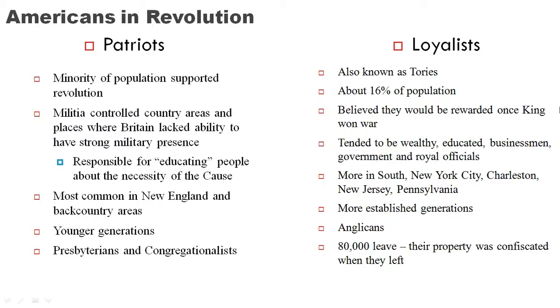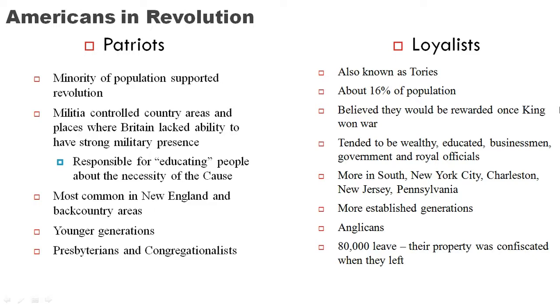A little comparison of who might be likely to join the Patriot cause and who might be likely to join the Loyalist cause. As you might assume, it was younger people who were very idealistic who were likely to join the Patriot cause. People who didn't have as much money, people who maybe were on the frontier region. These younger people often were joining the militia, and they were very good at educating people about the necessity of the cause.